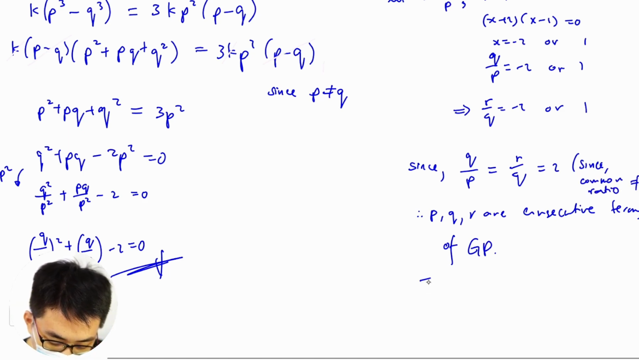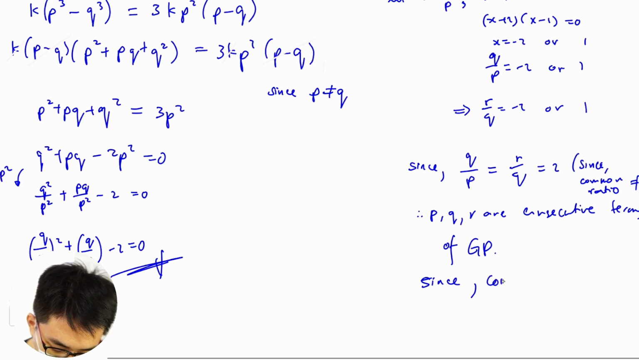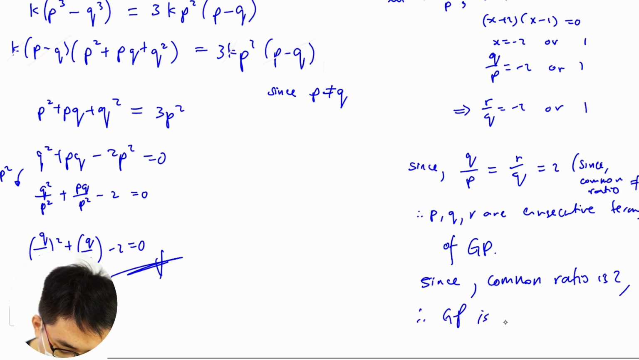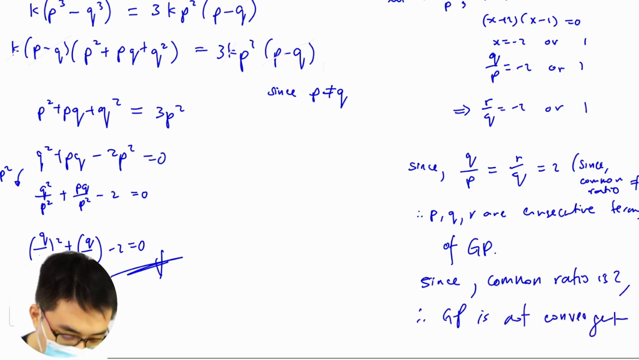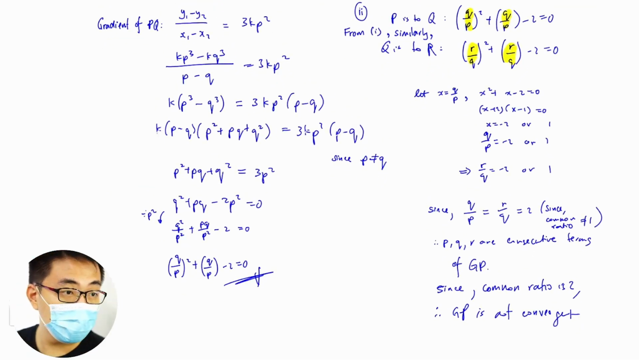So thus since Q over P equals the common ratio, which is 2, the GP is not. Okay, there you go.